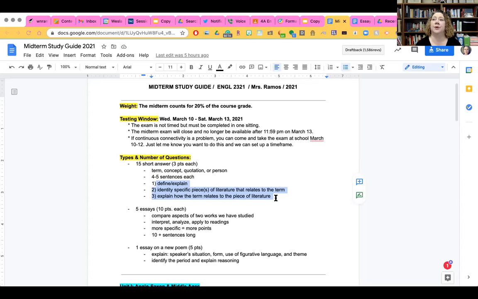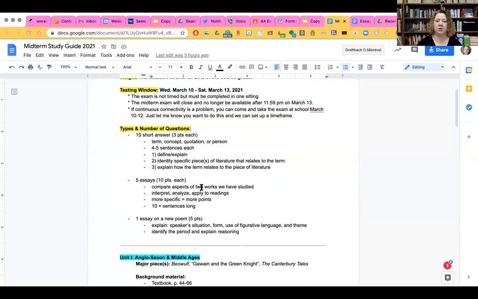So say, for example, one of the terms on the midterm is indulgences. So it'll say, define indulgences, identify what piece of literature it relates to, and explain how the term relates to that piece of literature. So I would go with Canterbury Tales, right? The Pardoner's Tale. And I would talk about how the Pardoner, it was his job to sell indulgences and how he did. So 4 or 5 sentences demonstrating that I know how the concept of indulgences works with that piece of literature. It would be wrong to associate indulgences with Beowulf or with Othello. So there's only one that it really works with.